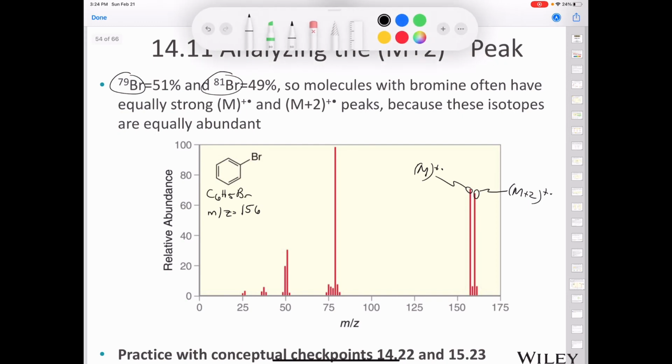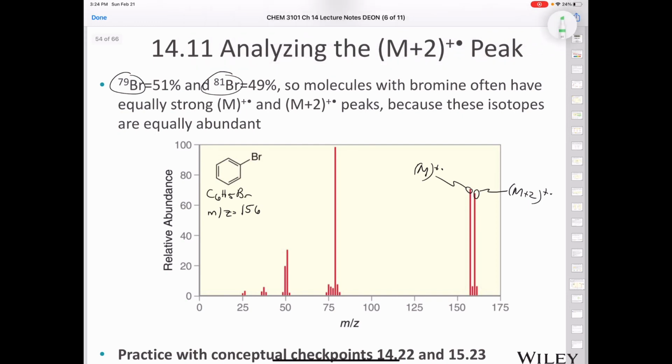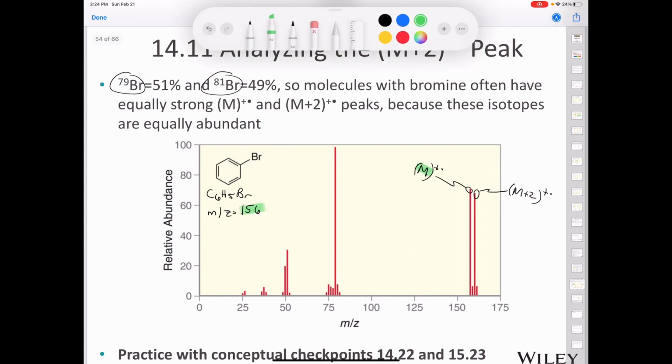So I've gone ahead and calculated the mass of the molecular ion, which is 156, and that's what we see here. If you take a look really closely, you have 150, 151, 152, 153, 154, 155, 156, then we have 157, and then we have 158. And so the take-home message is, when you see an M+2 ion that is roughly the same height as the molecular ion, that means that you have bromine in your molecule.